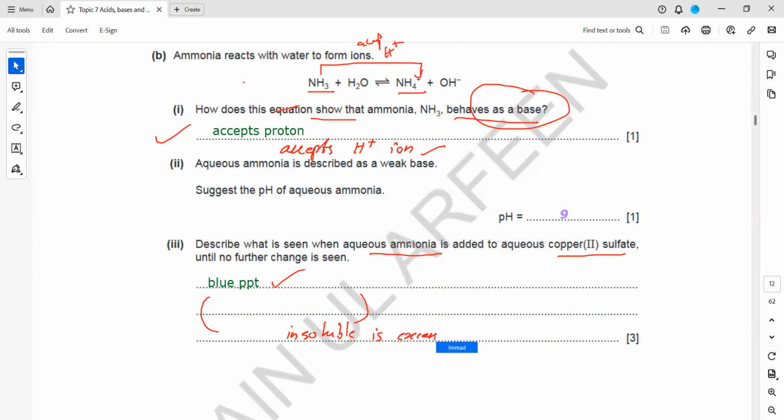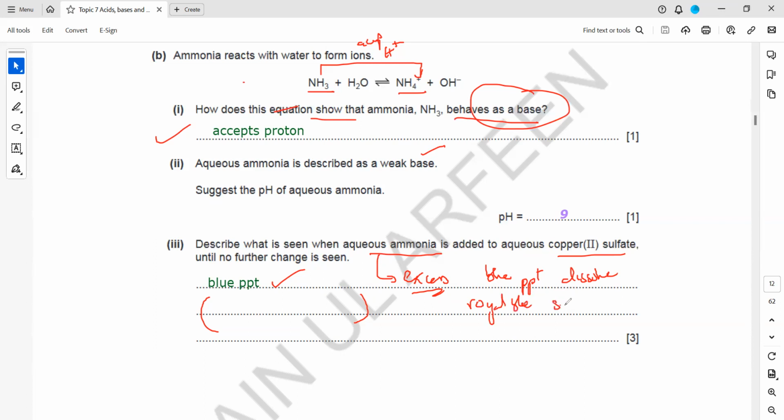Aqueous ammonia: the precipitate dissolves and forms a deep blue, inky blue or royal blue solution. So blue precipitate is correct. When in excess, what will happen when we add excess aqueous ammonia? As a result, the blue precipitate will dissolve and form a royal blue or inky blue, or dark blue solution. So with aqueous ammonia, it is dissolved.